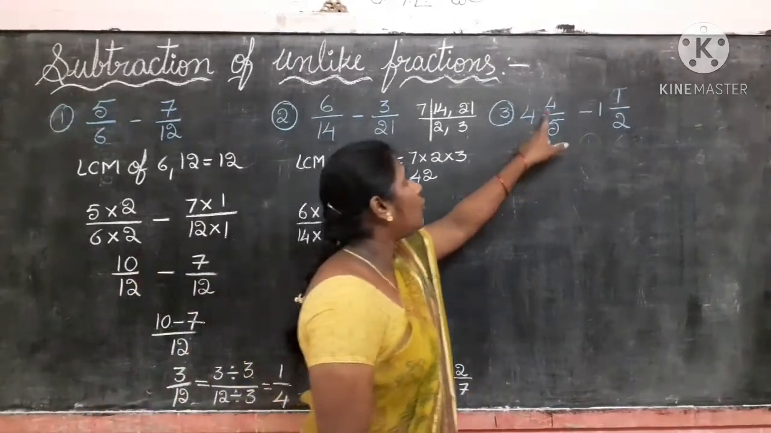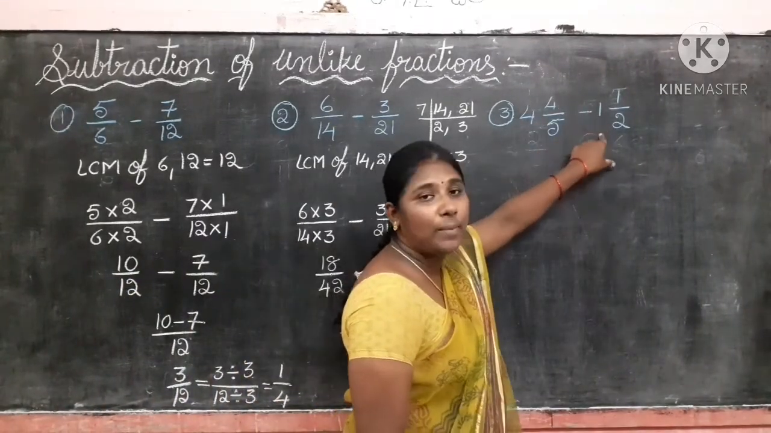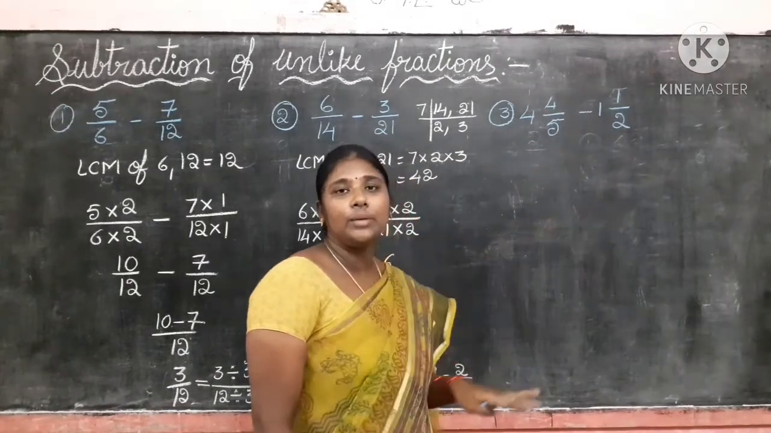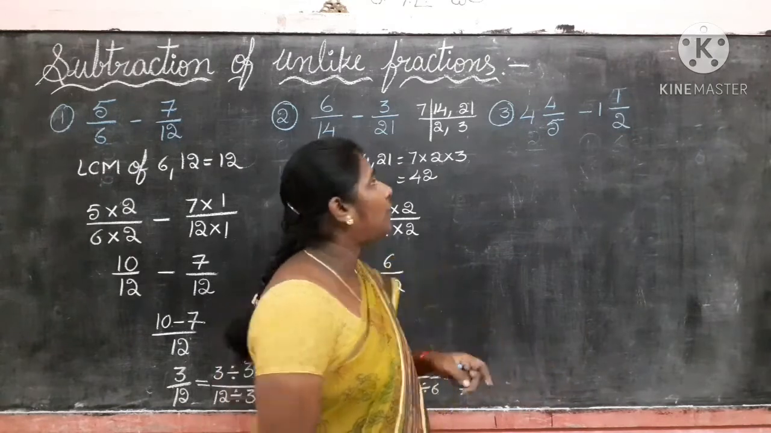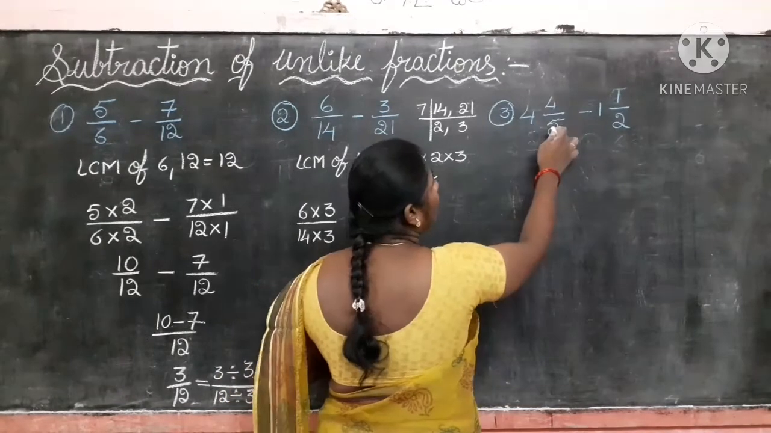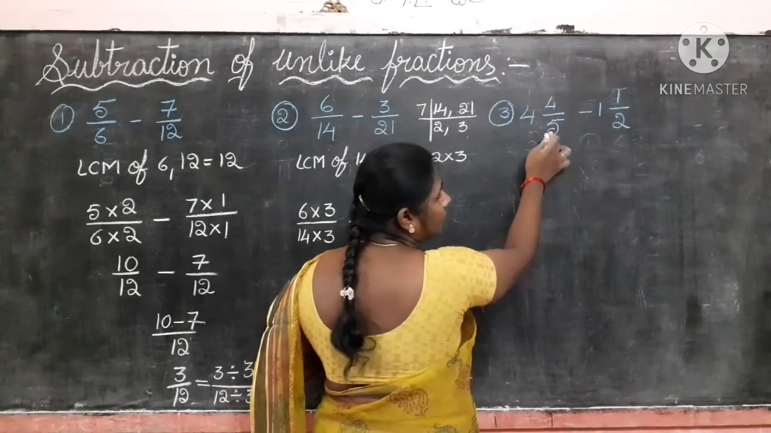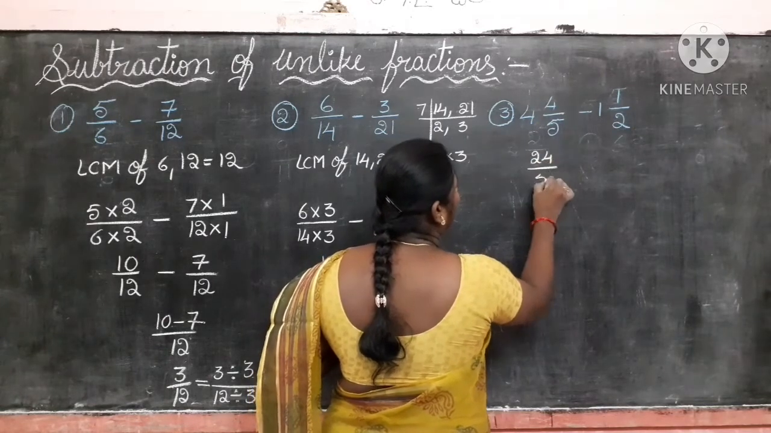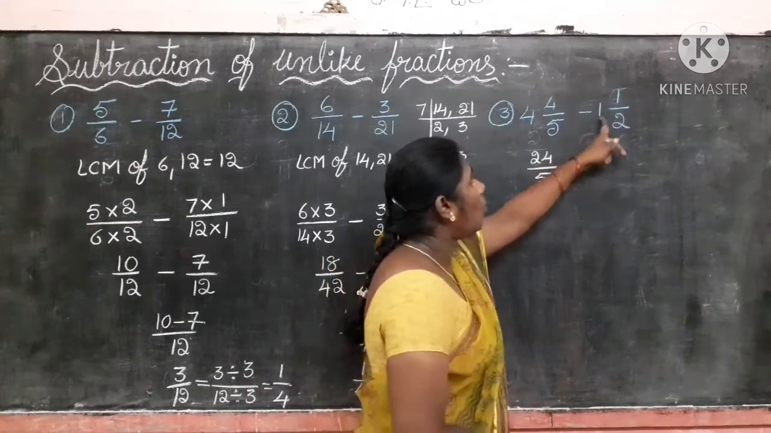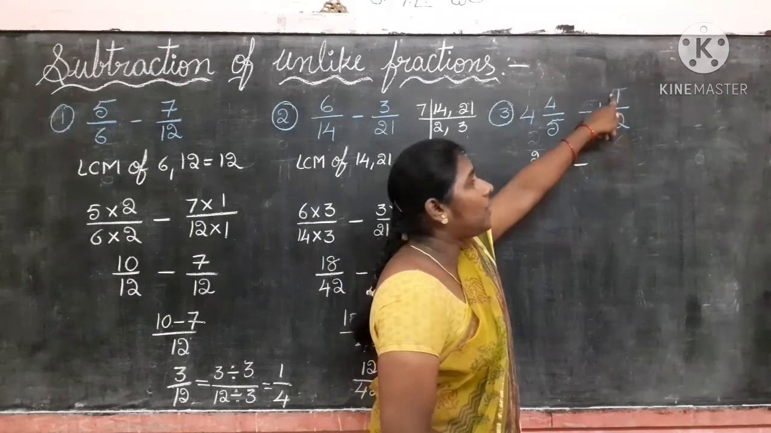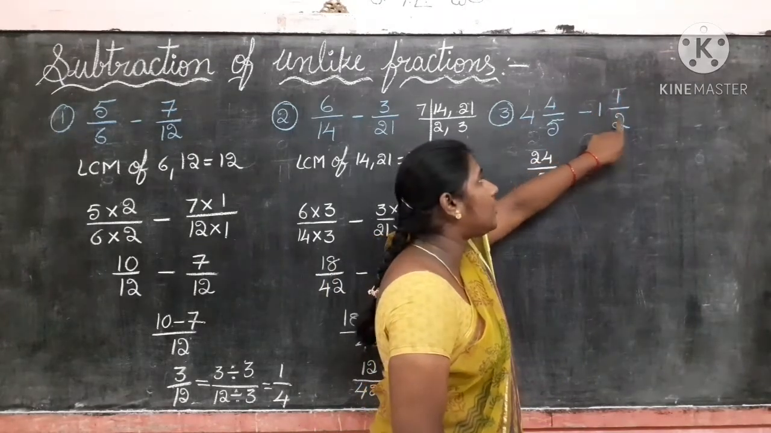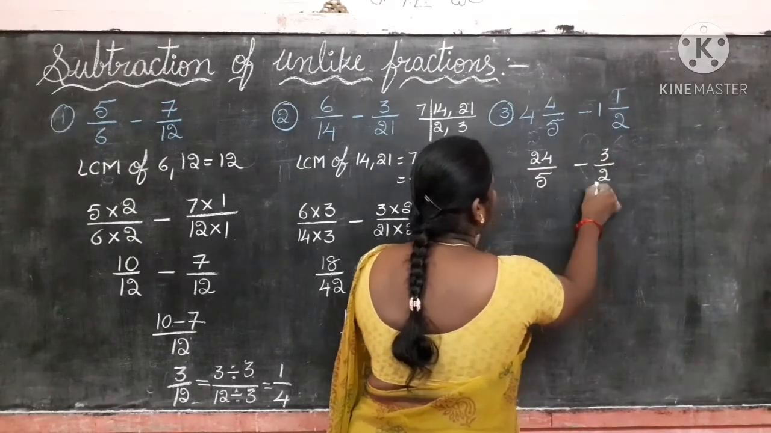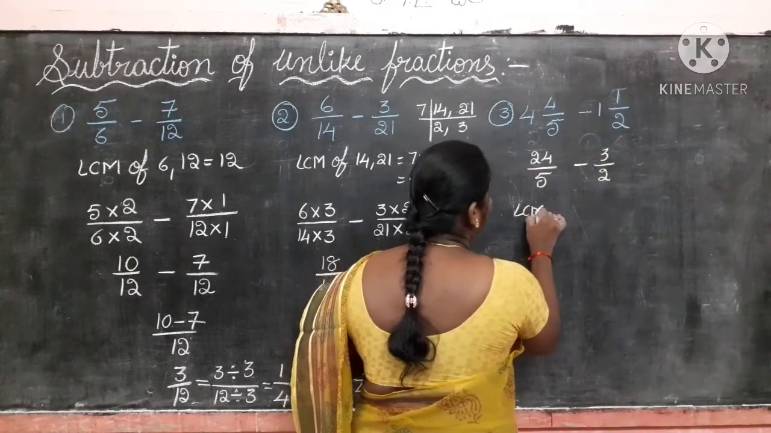Next one. 4 4 by 5 minus 1 1 by 2. These two are mixed fractions. First we have to convert the mixed fractions into improper fractions. So 4 4 by 5. 5 4s are 20. 20 plus 4, 24 by 5, minus 1 2s are 2, 2 plus 1, the numerator 1 here. 3 by 2. Now we have to find the LCM of 5, 2.